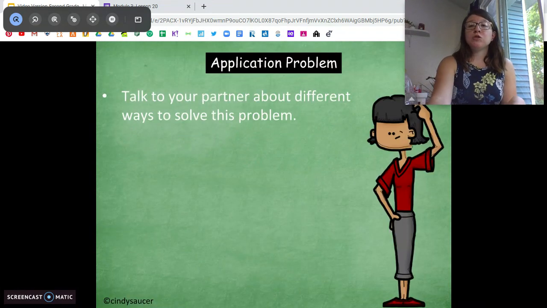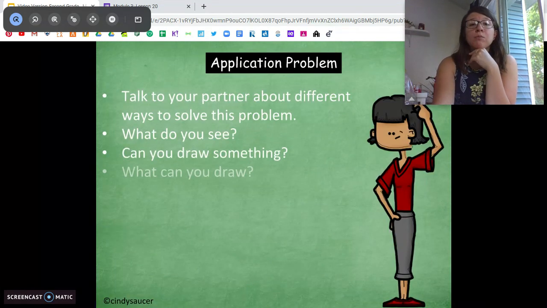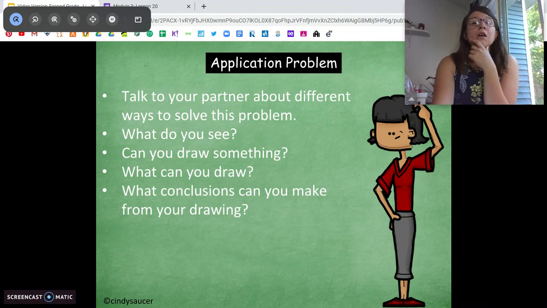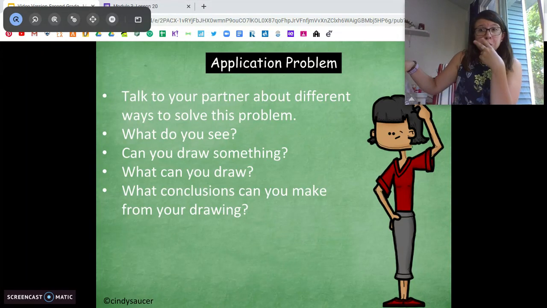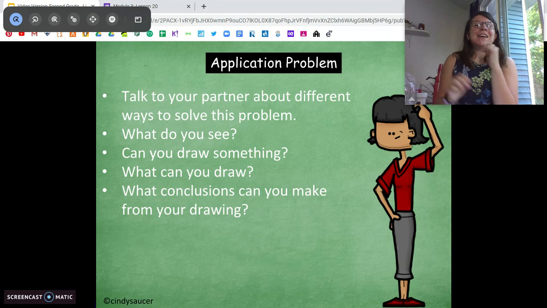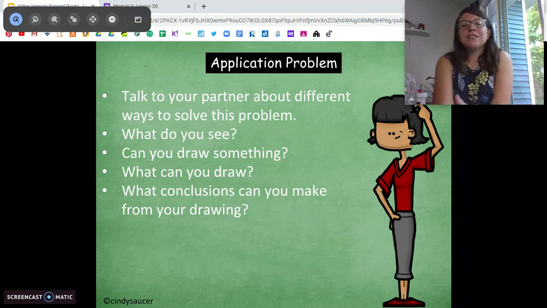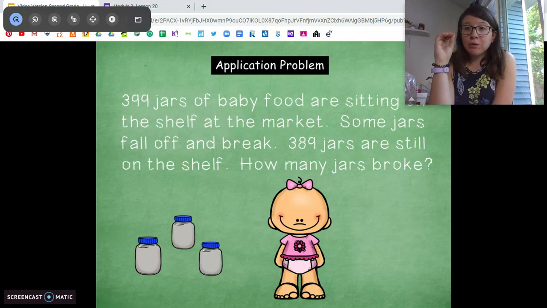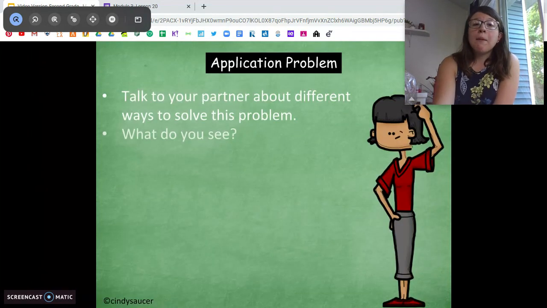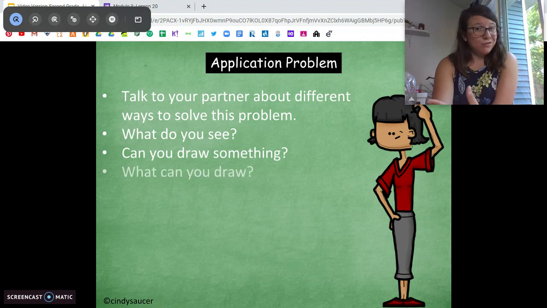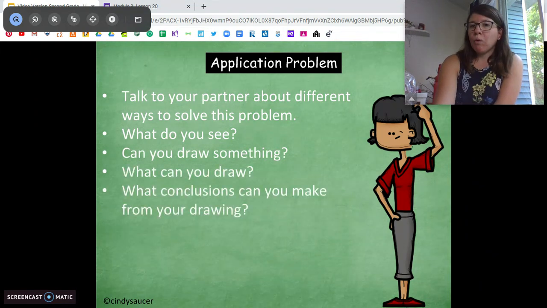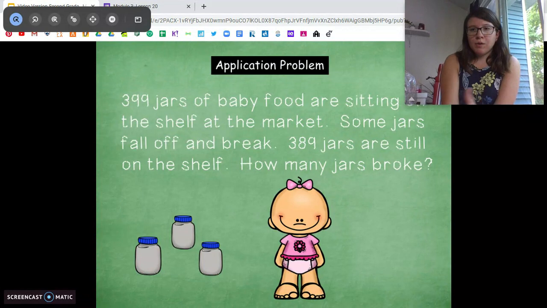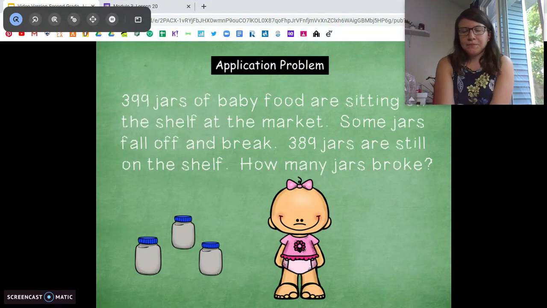I want you to talk with someone at home or talk to me about what do you notice about the problem? Can you draw something to solve the problem? Wink, wink. And what conclusions can you make from your drawing? So I'll bring it back to the problem. I want you to pause. I want you to talk to someone at home about what you notice. Can you draw something, or what you can draw, and what conclusions you can make? So here's your problem. Pause the video, talk about that now.